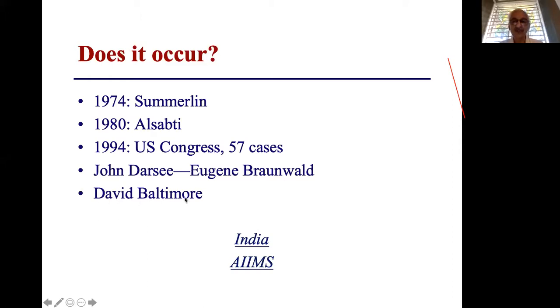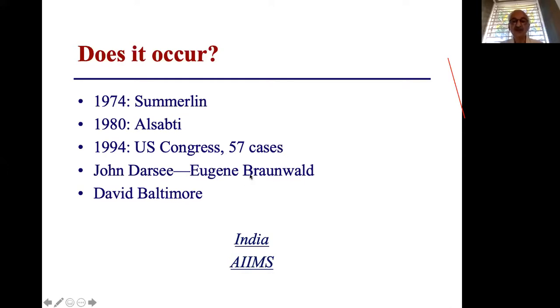David Baltimore was the president of the Rockefeller Foundation. He didn't do anything wrong, but there were people in his lab who did something wrong. And he actually had to step down. He's also a Nobel laureate. He actually had to step down from the presidentship of the Rockefeller Foundation.